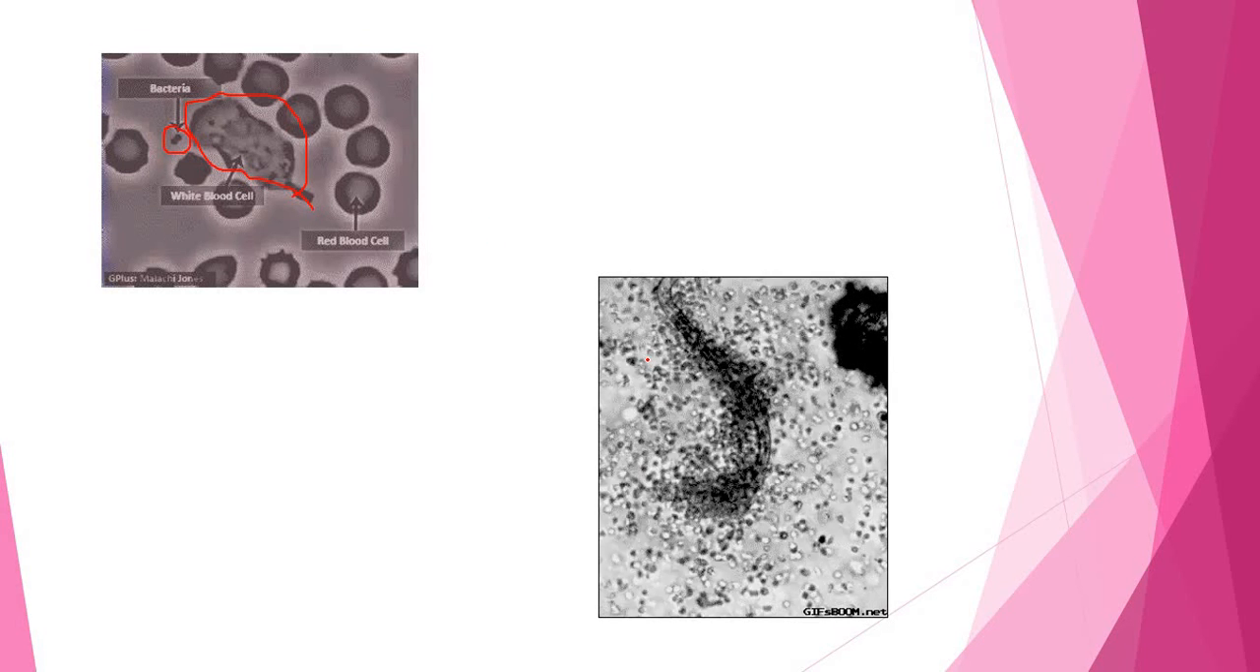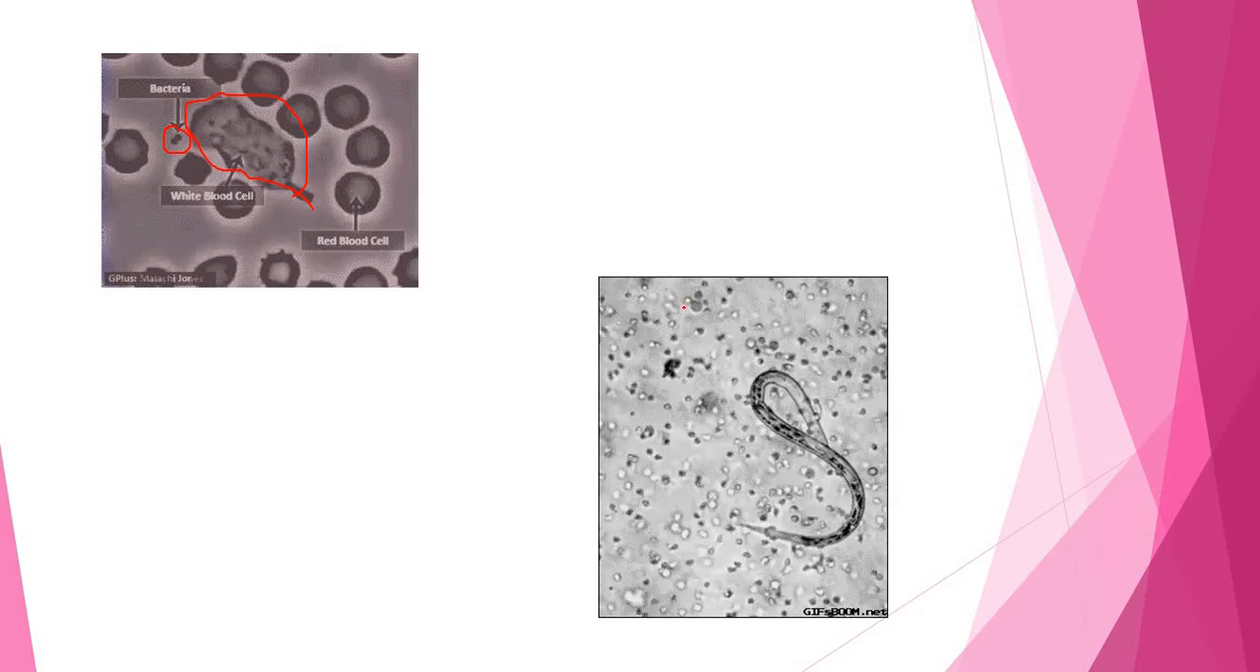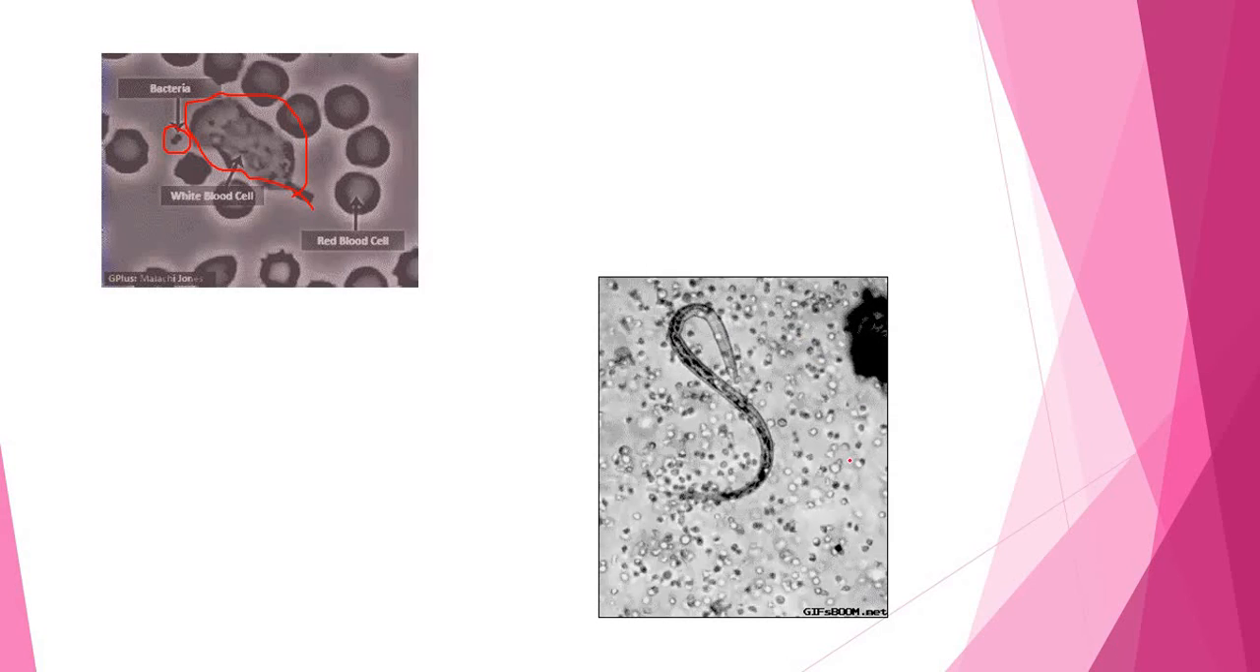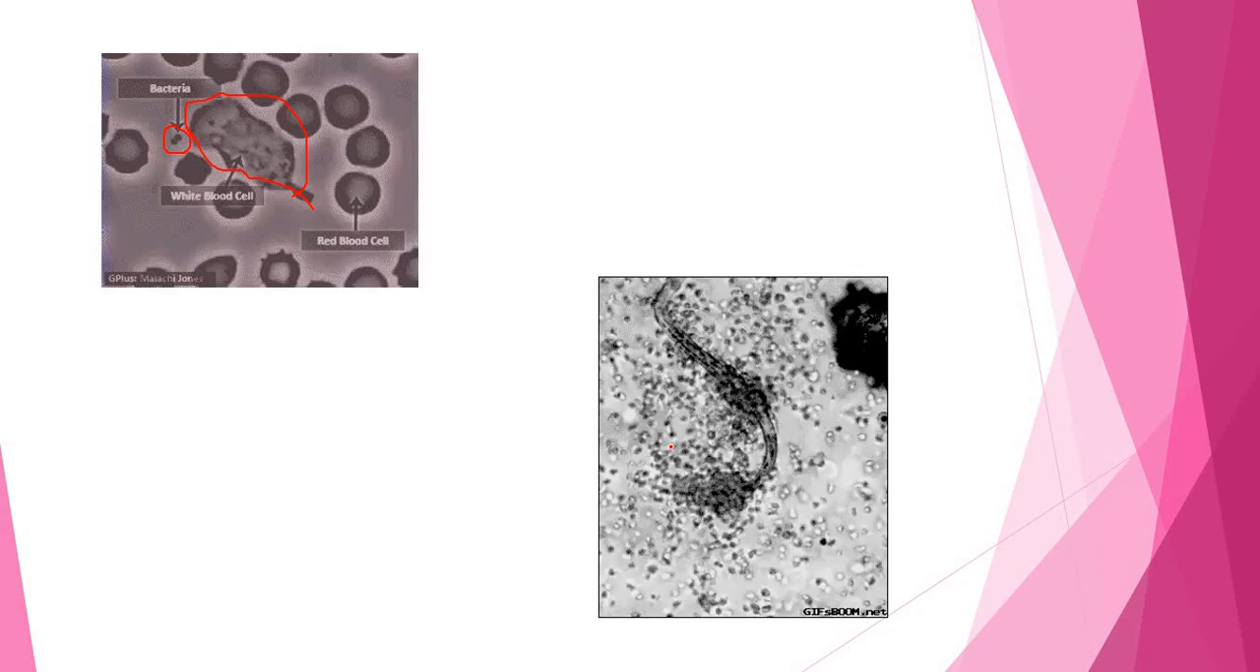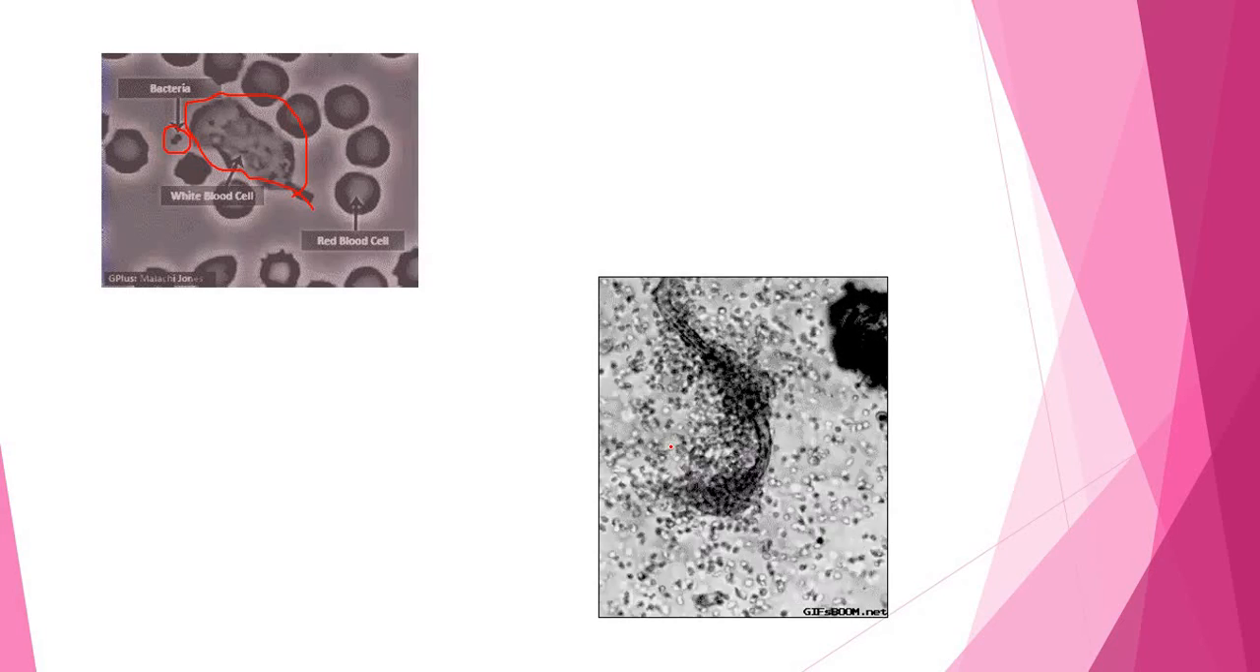In this picture, you can see this is a microorganism, bacteria, and this is the white blood cell attacking the bacteria. We can see it in motion. If you look here, this is a parasite, and these surrounding cells are white blood cells attacking the parasite.